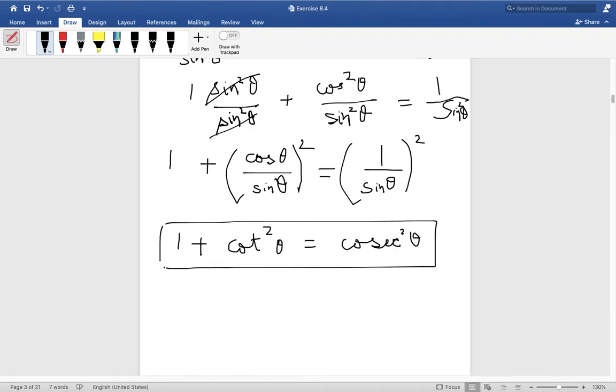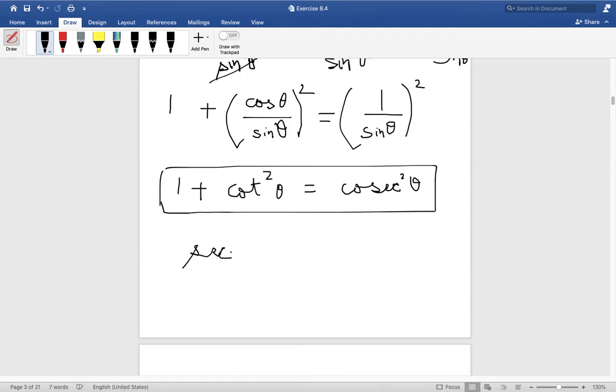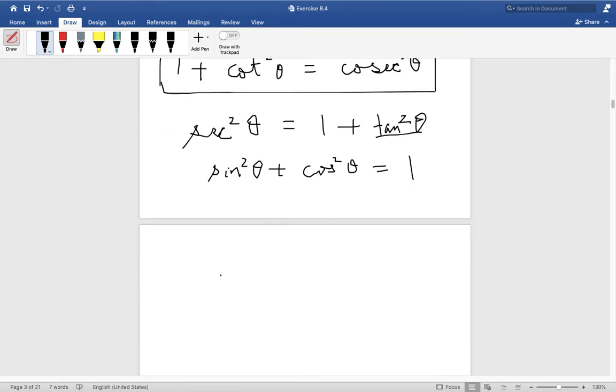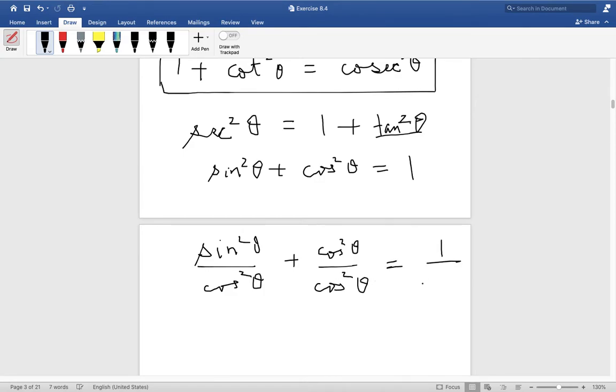So it's easy. You can remember this. And I think there's another one, secant square theta is equal to 1 plus tan square theta. We can derive this one as well from this one, sine square theta plus cos square theta is equal to 1. So what do we do now? We have tangent here. In the tangent, sine is in the numerator and cosine is in the denominator. So I will divide both sides by cosine square theta. So I will get sine square theta by cosine square theta plus cosine square theta by cosine square theta is equal to 1 upon cosine square theta.